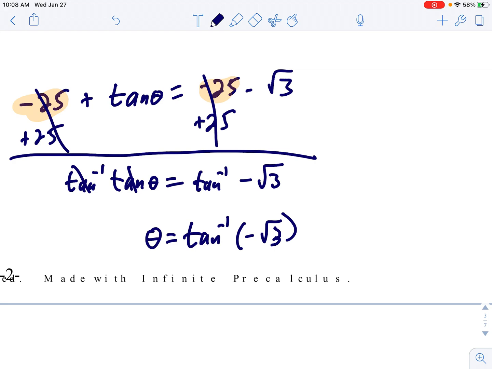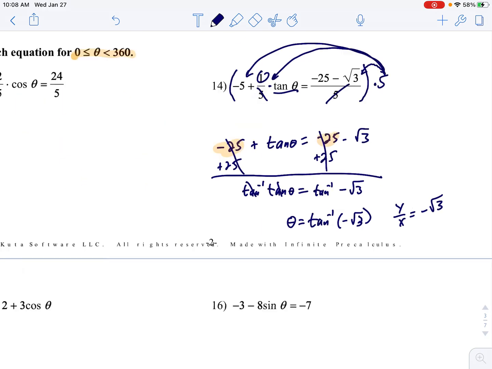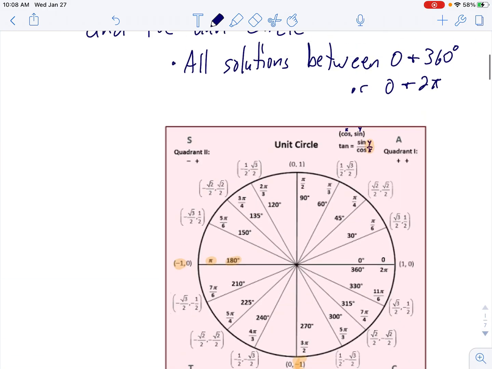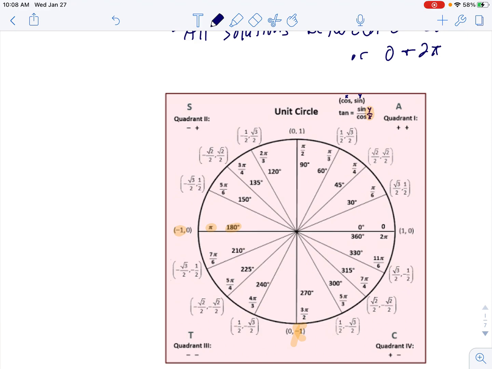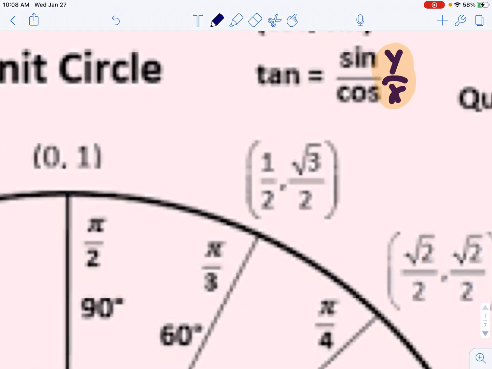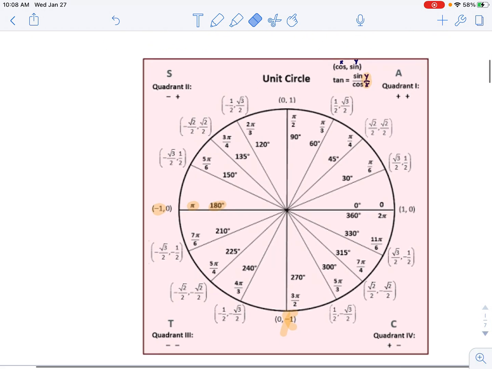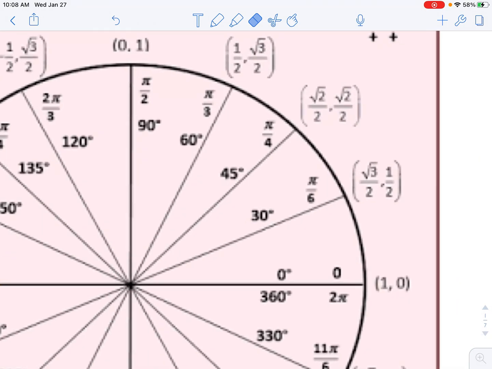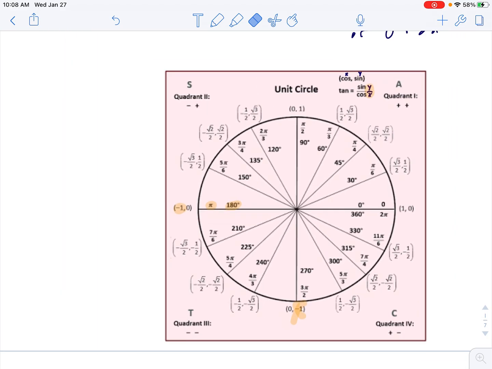Tangent is y divided by x. So we need to find a y divided by x up there that gives us negative square root of 3. And that's not real intuitive. If I said find an x value that's 1/2, you can zoom right in and say, there it is. But if I say find a combination of points where you take y divided by x and you get negative square root of 3, that's a little bit more processing.